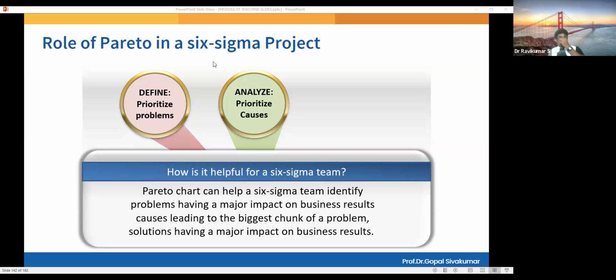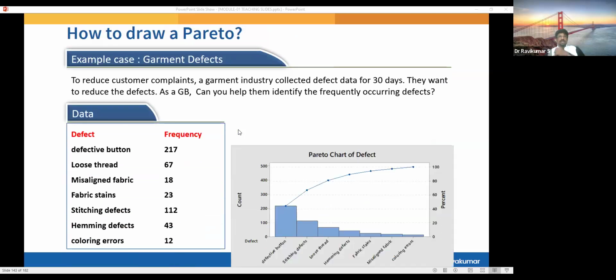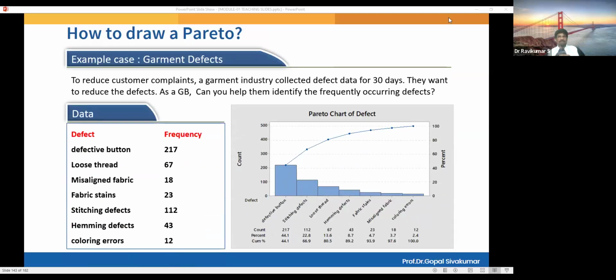Then also this Pareto can be used in the analyze phase to prioritize the causes. Finally, it can be used in the improve phase also to prioritize the solutions. So out of the largest number of problems existing in the hopper, this Pareto can be helpful to choose the problems which are most beneficial to solve. Okay, that is how this Pareto is going to help you. How to draw a Pareto? For that, we are going to take an example.